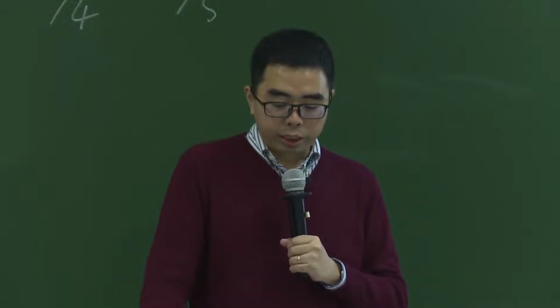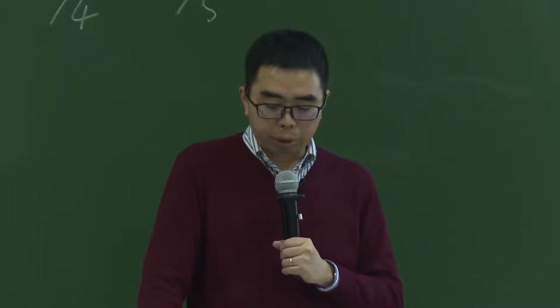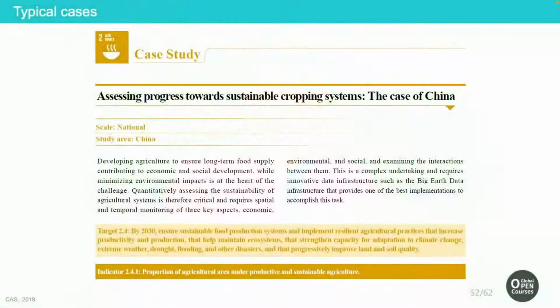The second case study is about the sustainable cropping system in China. The cropping system provides us with food. As the population grows, people apply advanced technology to improve yield, but this also causes environmental impacts. Here is the case study of assessing the sustainability of the Chinese cropping system.